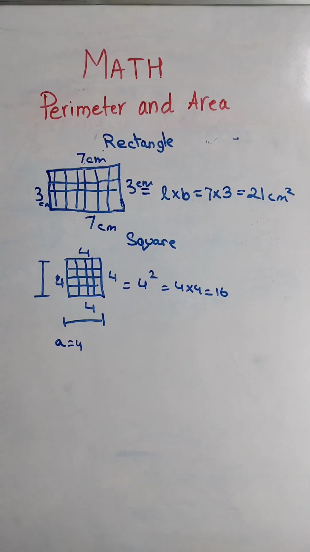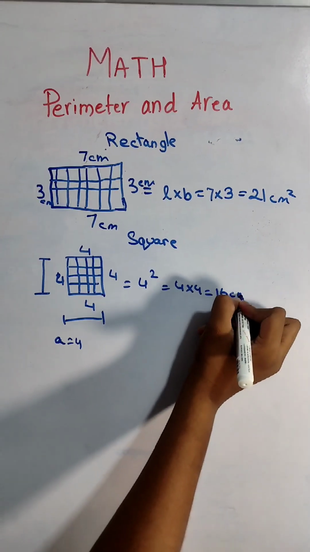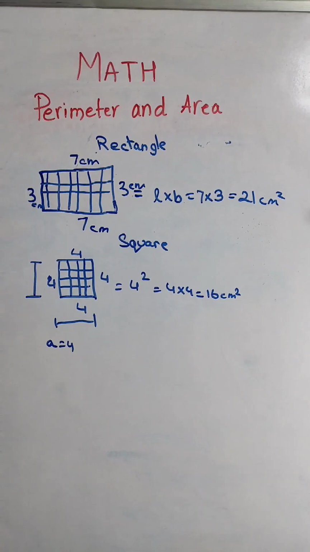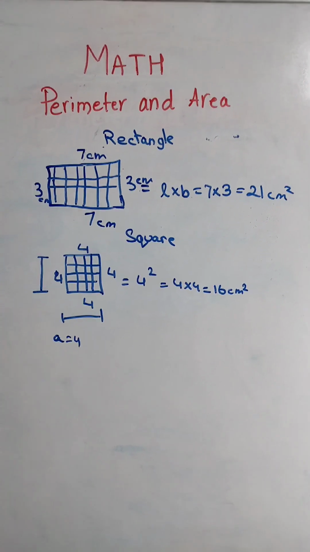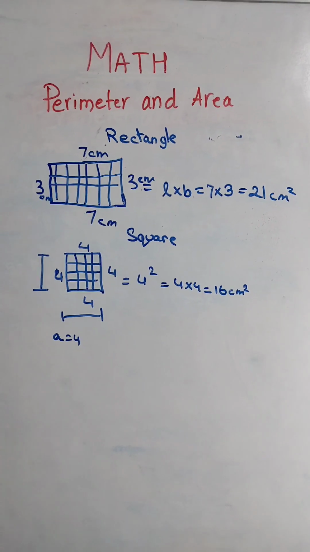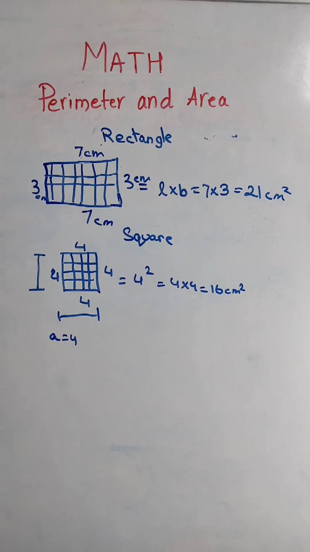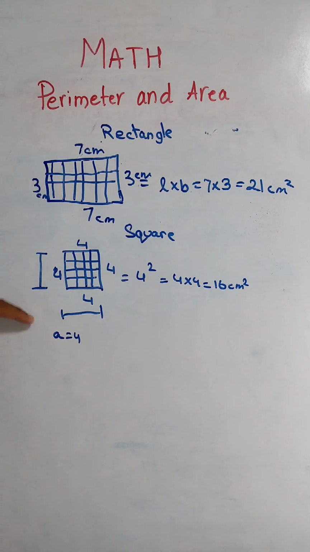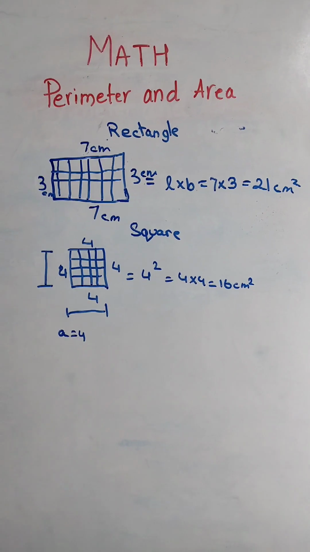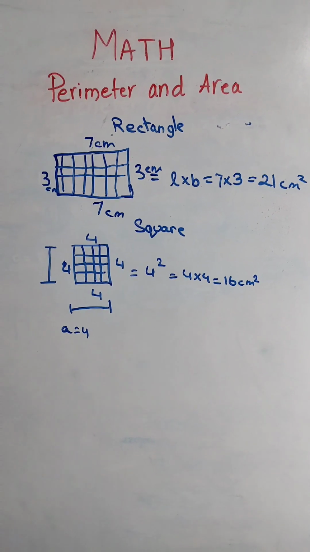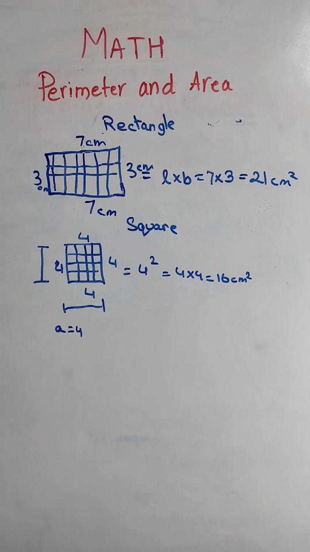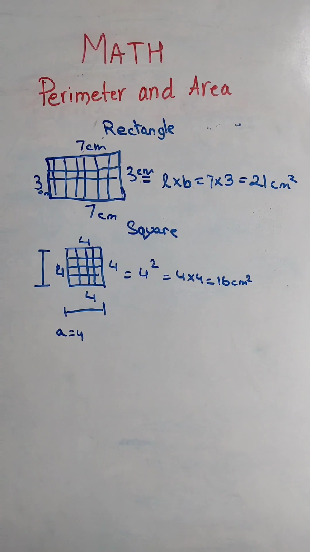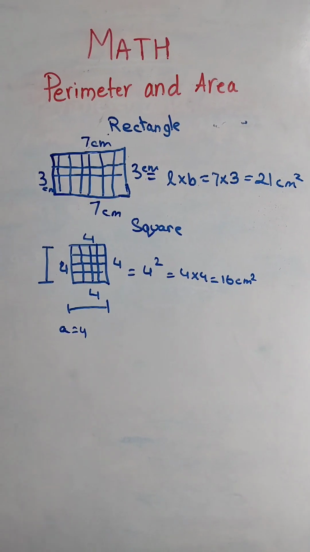If you remember, I just told you that this shape's perimeter is equal to 16, which means this shape's area and perimeter are both equal. This happens rarely. Not all squares have the same perimeter and area.